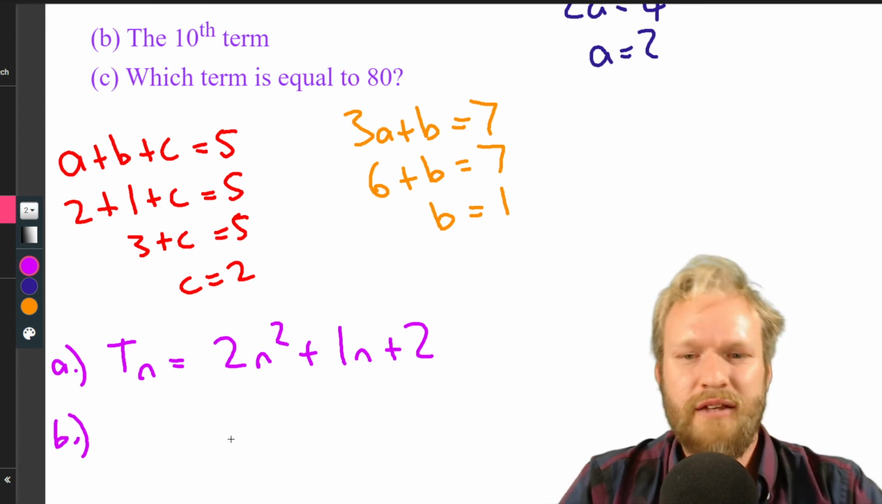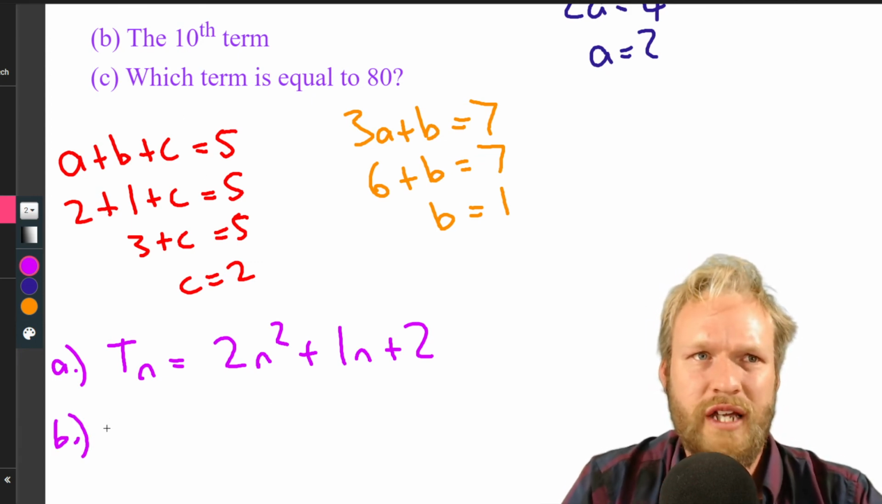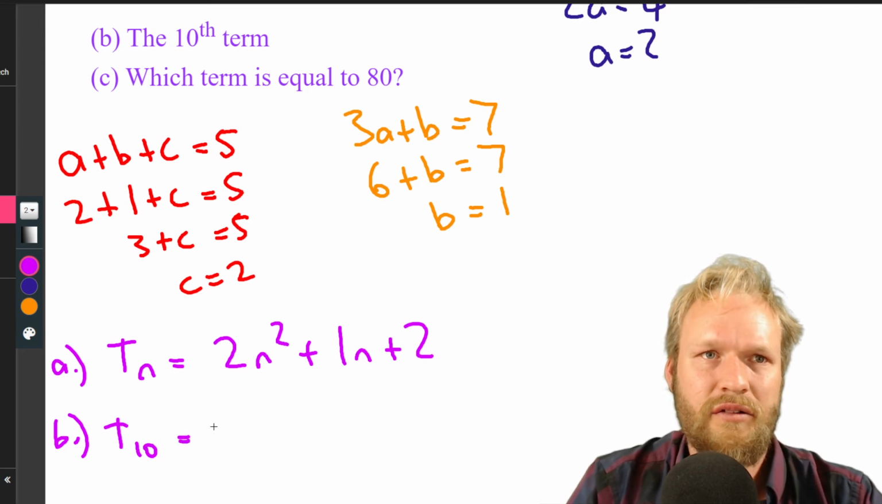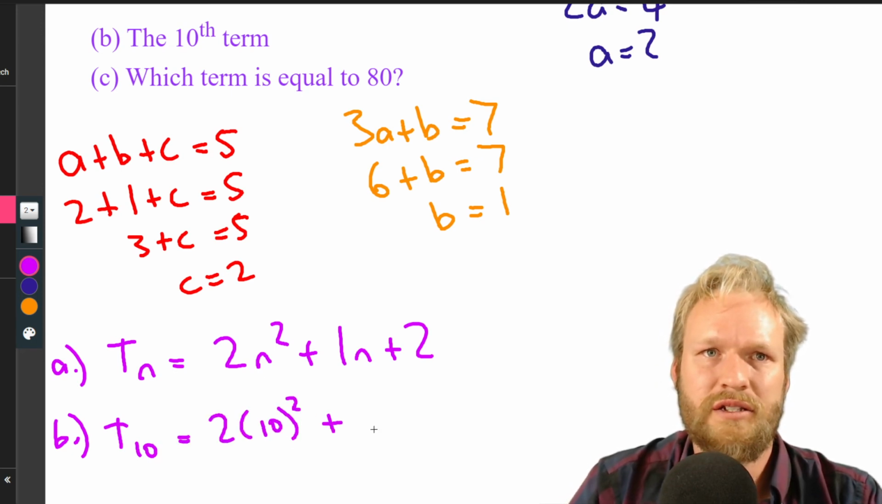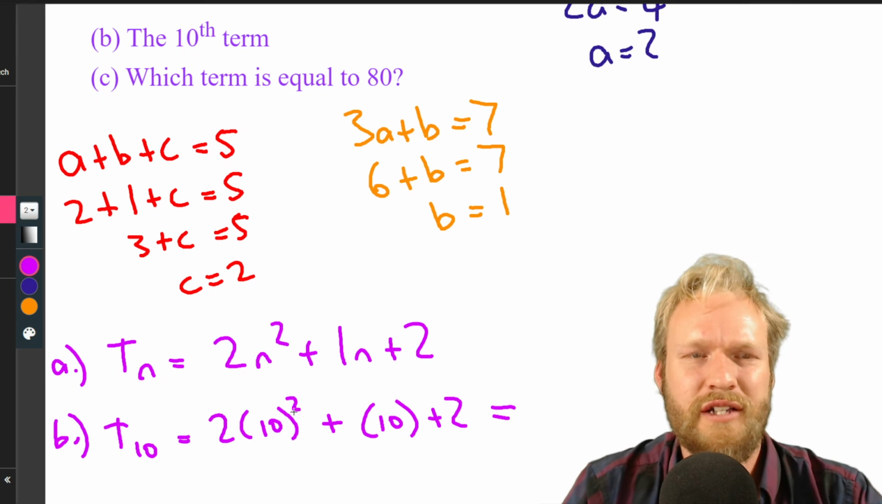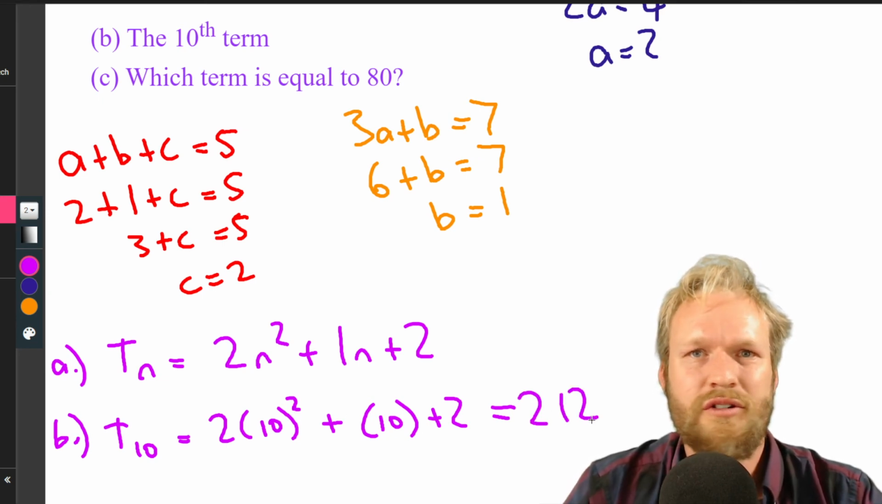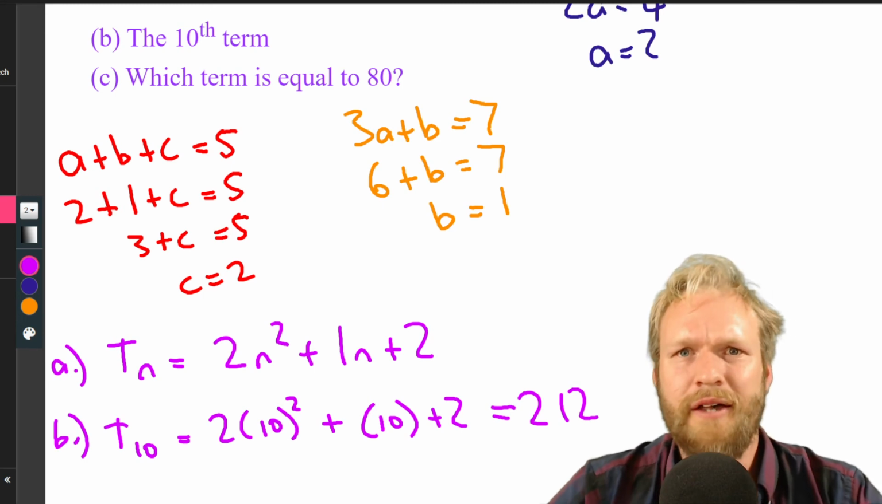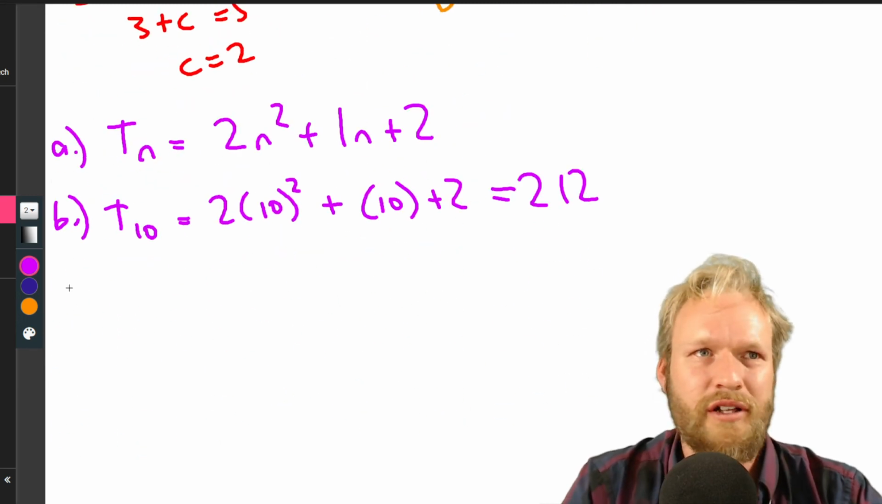B, the 10th term. Well, we're just working out T10. So wherever we see an n, 2 times 10 squared plus 10 plus 2. Okay, well, calculator out and you go 10 squared is 100, 200, 200 plus 10, 212. Okay, and as I say, punch it in the calculator if you want.